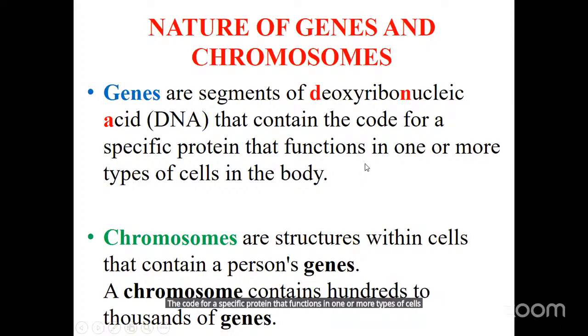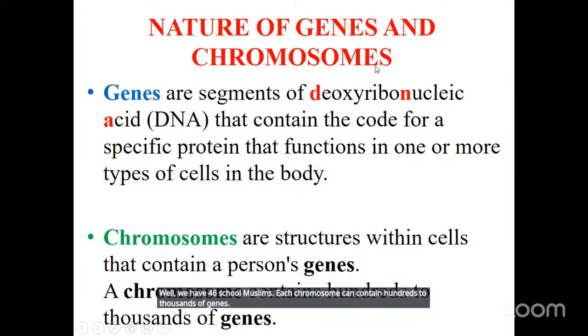Chromosomes are structures within cells that contain a person's genes, and a chromosome contains hundreds to thousands of genes. So on a chromosome, you will have hundreds to thousands of genes. And you can imagine how many genes we have as a human being. When we have 46 chromosomes, each chromosome can contain hundreds to thousands of genes.